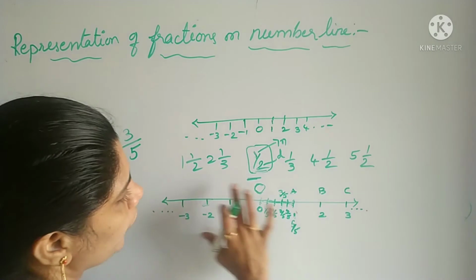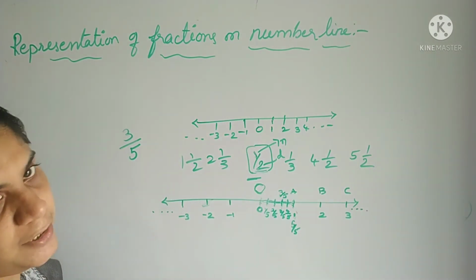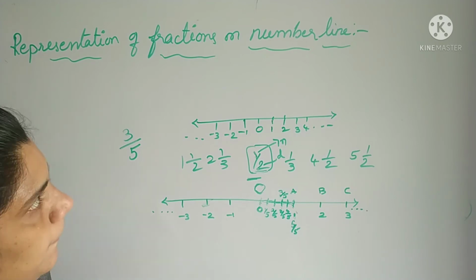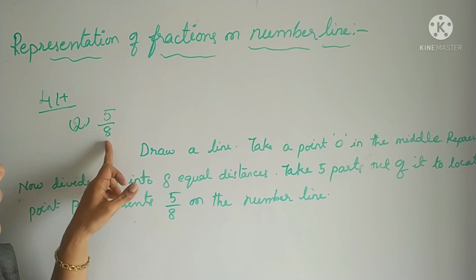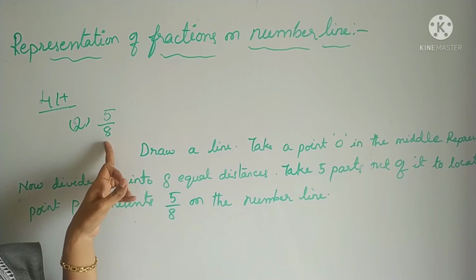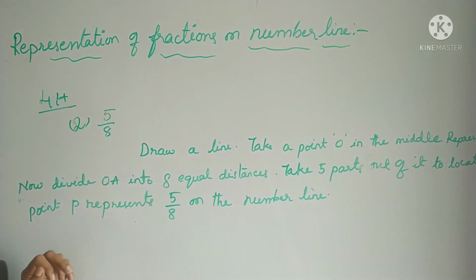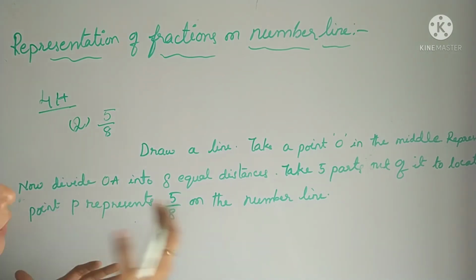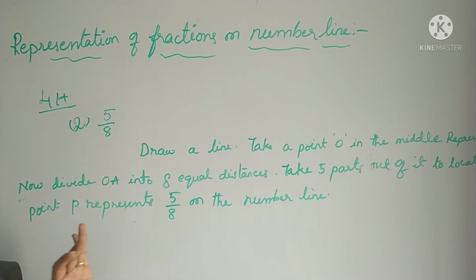And whatever you are doing here, you have to write the matter also. Understood? Now look at the exercise problem. First your problem is 4h, the second problem, 5 by 8. What I am going to do here, I have given in this matter. You have to follow this one.